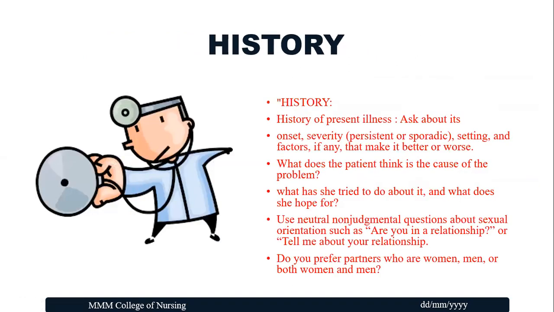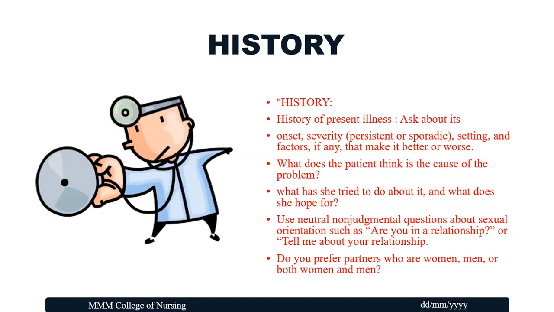Now, let's move on to the history collection. In history collection, first, we will ask for the present illness. Ask about its onset, severity, persistent or sporadic, its setting, and factors, if any, that make it better or worse. What does the patient think is the cause of the problem? The underlying problem, what is the cause? That we have to inquire. And what he tried to do about it and what does he hope for.